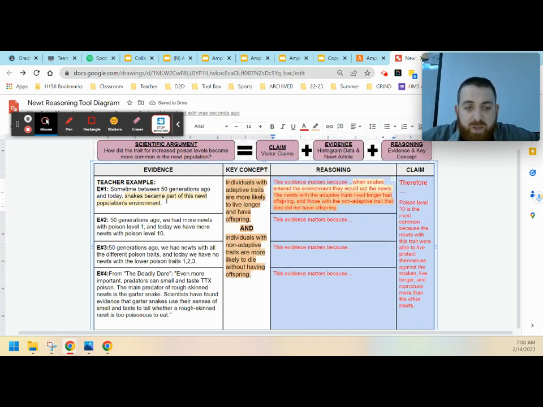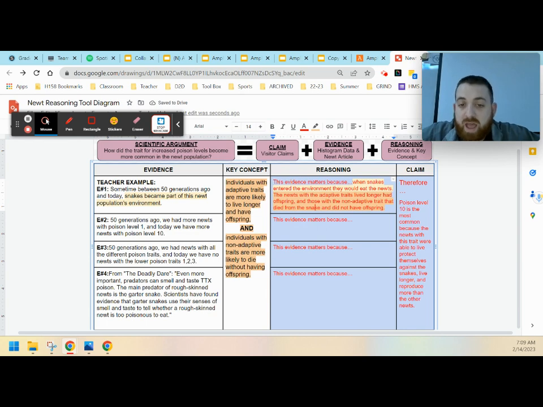So this evidence matters because when snakes entered the environment, they would eat the newt. So notice I talk about how the snakes entered the environment. I could go more in detail and say entered the environment 50 generations ago if I wanted to be specific. But they entered the environment and they would eat the newts. And this is important because the newts with the adaptive trait live longer and had offspring, and those with the non-adaptive trait died off and did not have the offspring. So that adaptive trait that they didn't have, they died from the snakes and did not have offspring.